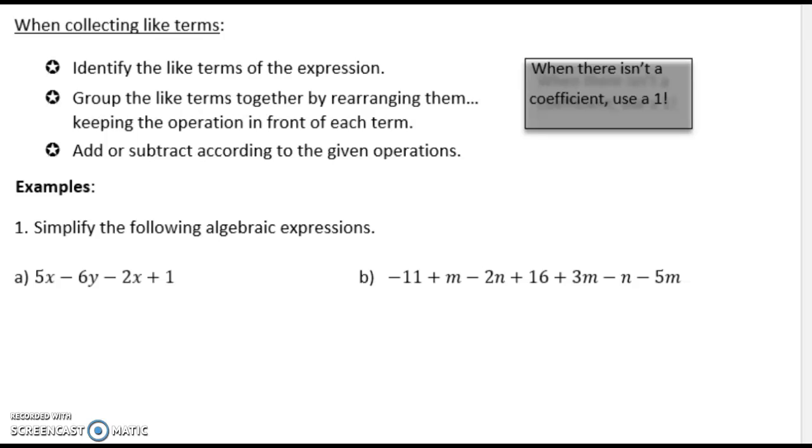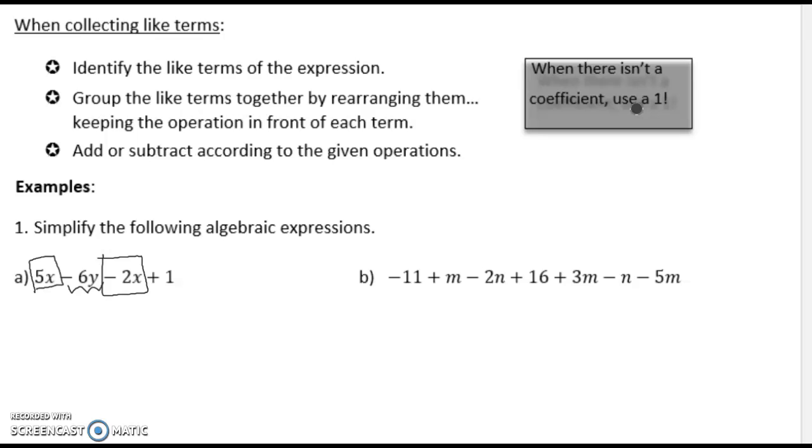So down here, we have 5x minus 6y minus 2x plus 1. The first thing is we're going to identify the like terms. What I like to do is put a box around my x's. And then I have a y, so this one's a y. That one's not a y. And that one's just a positive 1. So let's just leave them and we'll start.